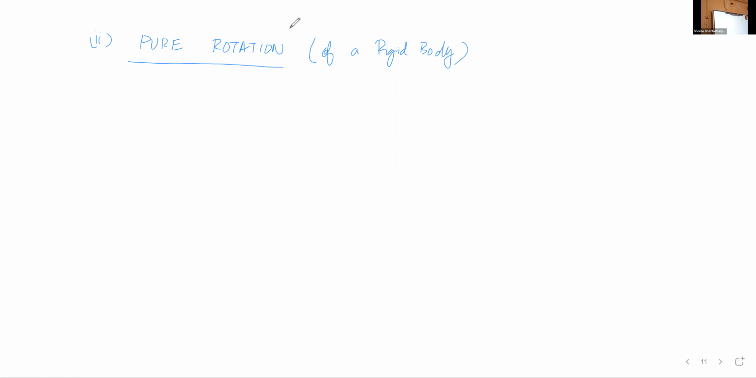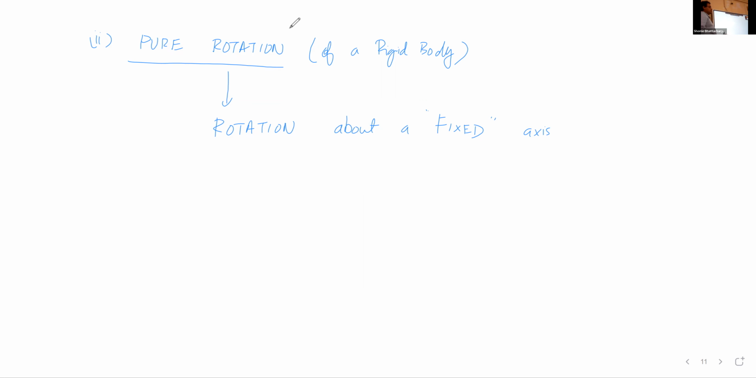Yeah, so we are talking about pure rotation of a rigid body. That is defined as rotation about a fixed axis. Now, the moment I use a term like fixed axis, you understand anything to do with kinematics, whatever statement I make, is dependent on my reference frame.